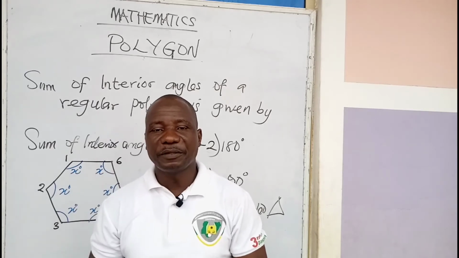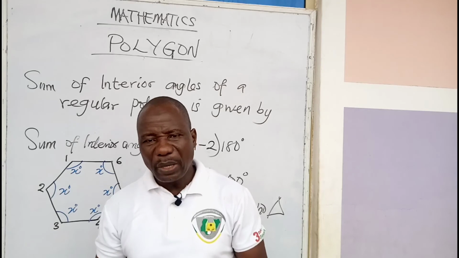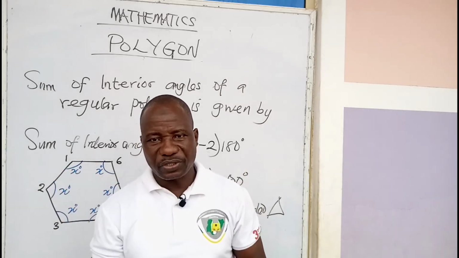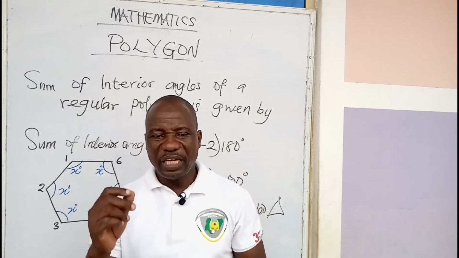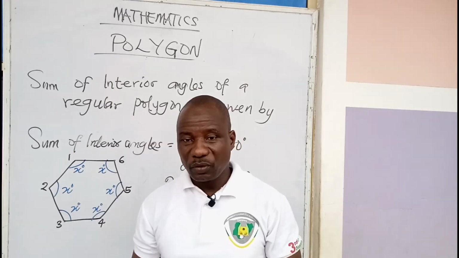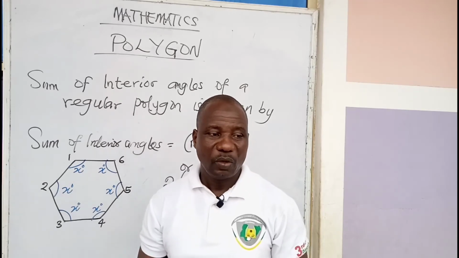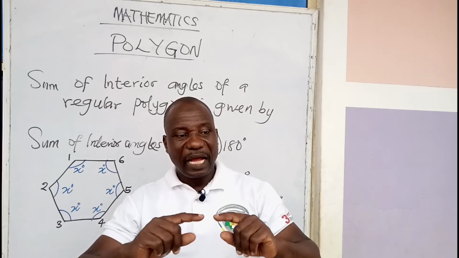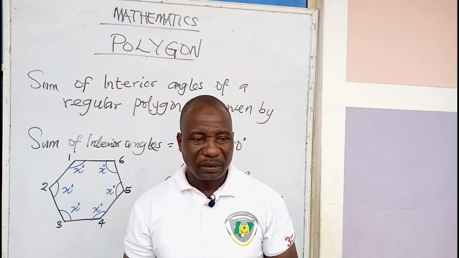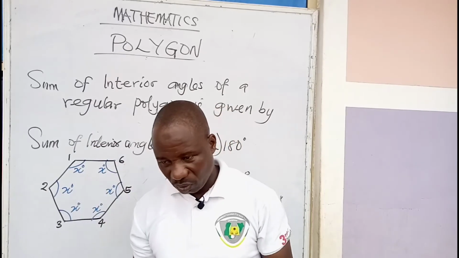Yes, much has been said about polygons. Now we want to know the sum total of the interior angles of a regular polygon. Basically, we have 2 types of polygon: the regular and the irregular. When you talk of regular, they have equal sides and angles. But irregular, one side may be longer than the other, and their angles too are not equal.